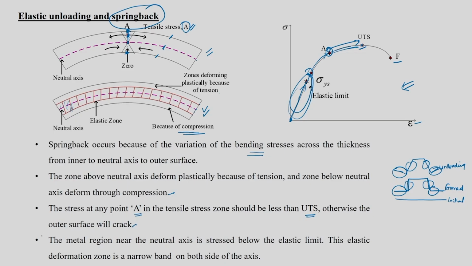So now what we are saying is that the metal region near the neutral axis is stressed below the elastic limit, so still it is in elastic deformation. That is near the neutral axis. That is this particular zone. This elastic deformation is a narrow band on both sides of the neutral axis. That is what I have mentioned here.